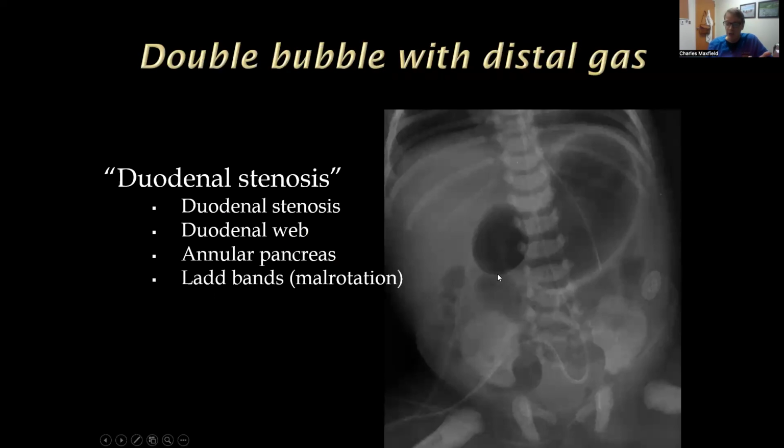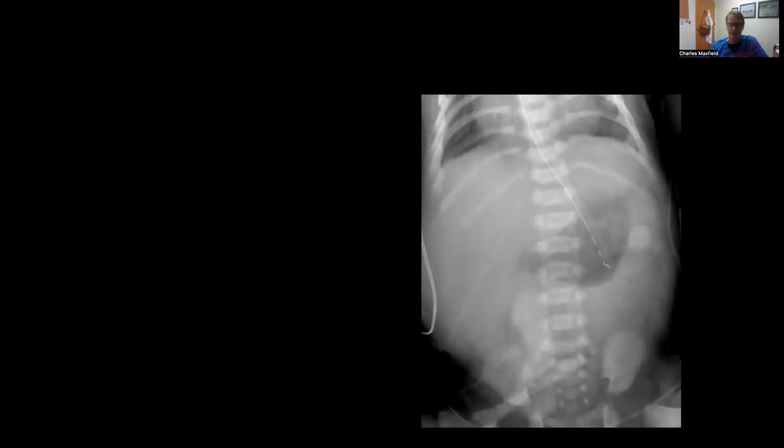Enough narrowing of the duodenum to cause 2 bubbles upstream and to cause vomiting, but not a complete atresia, so air is getting through. A number of things can cause that: duodenal stenosis, webs, and Ladd bands. And the plain x-ray doesn't help us distinguish it anymore. So we have to do an upper GI in this case. And if you remember from my first algorithm, this is one of the patterns that led to an upper GI in the next exam.